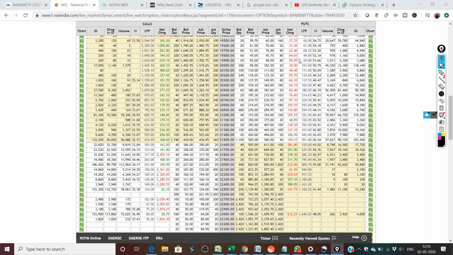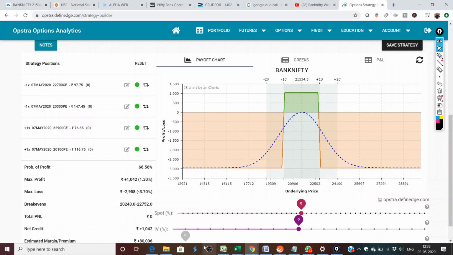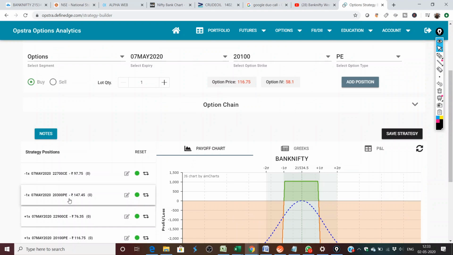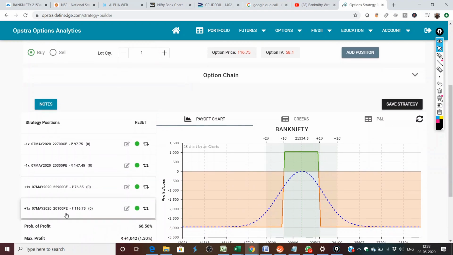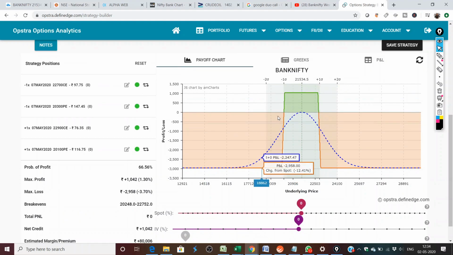So we will go to the Opstrat define edge and see how it works. This is how it is going to look on the payoff chart. We have sold the 20,300 put and bought a 20,100 put, sold the 22,700 call and bought the 22,900 call. So this is your payoff chart for the week. You are getting a range of about 2,000 points here, and your max loss only starts coming in once it breaks the range. But the maximum profit, if it stays in this range, is 1,000 rupees, that too with only one lot.